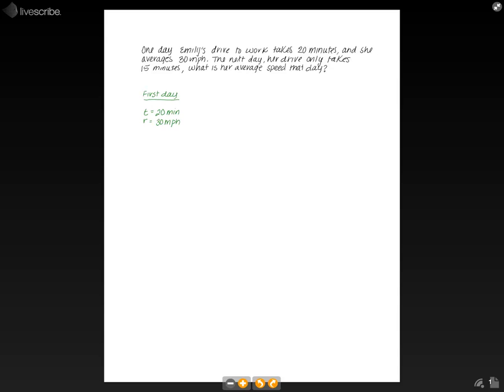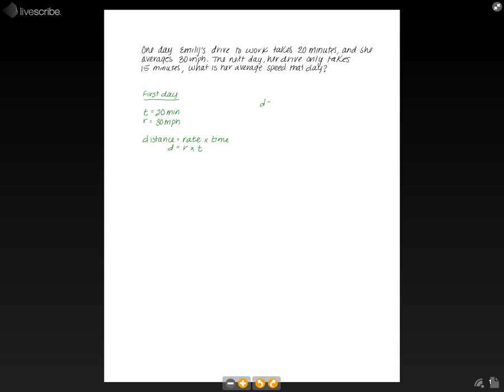Alright, so we know that distance equals rate times time. And that's our variation equation. So that can be abbreviated as D equals R times T. So we know R and T for her first day. So we just need to figure out the distance. And then with that distance, we'll know she drives the same distance the second day, and we should be able to use that to figure out the average speed. Alright, so let's go ahead and do that.